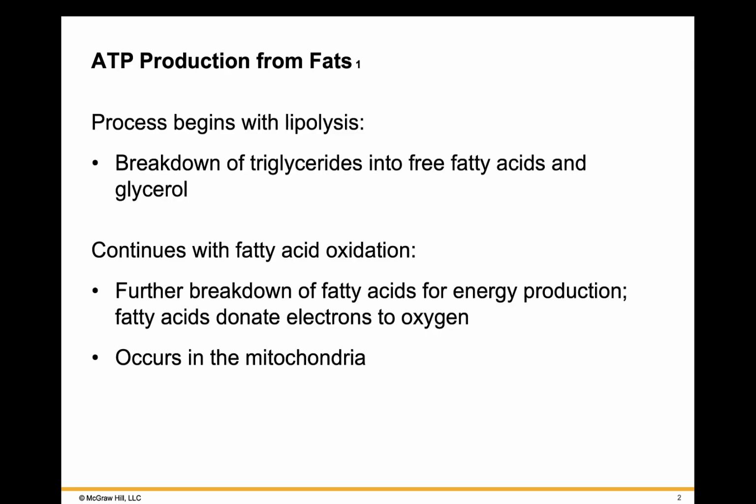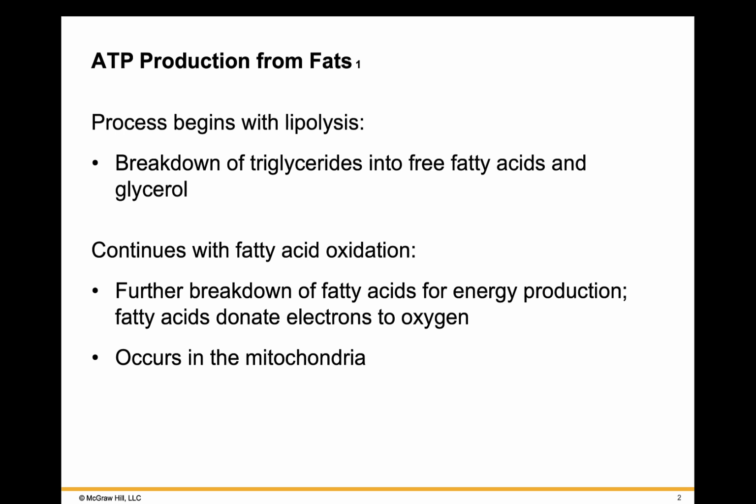So first off, you have to break the lipid down first, and that's going to be called lipolysis. Remember, we consume lipid primarily as triglycerides, and lipolysis is the breakdown of triglycerides into free fatty acids and glycerol. Triglycerides are very large molecules, so we consider them energy dense. A gram of lipid is worth 9 kcals per gram, as opposed to 4 kcals per gram for carbohydrate and protein.